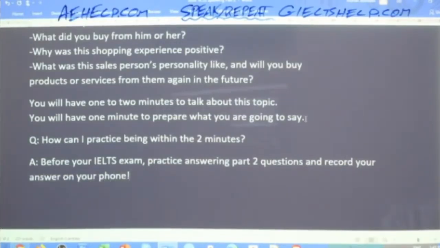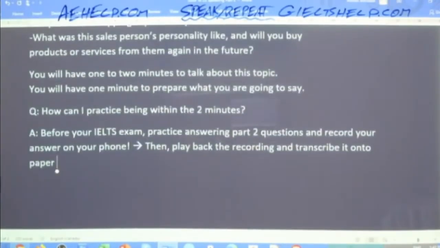Okay, so this is going to be interesting. You're going to see what's going on here in a second. So record your answer on the phone. Then play back the recording and transcribe it onto paper until the 2 minute mark. Okay, now going back to this first step here, practice answering part 2 questions and record your answer on the phone.